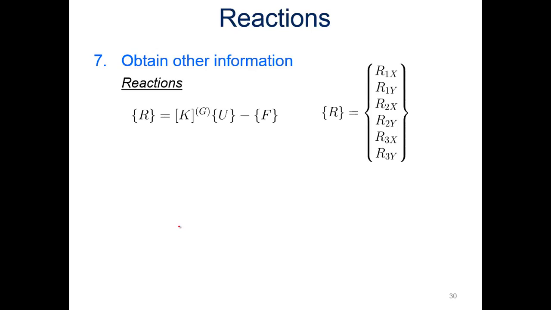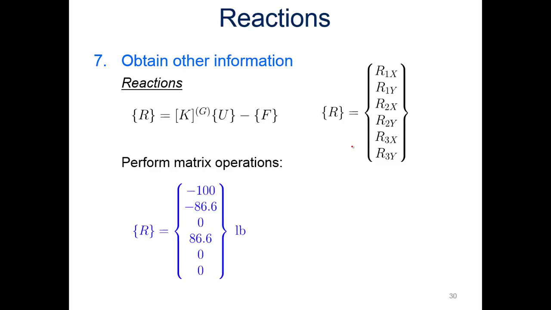All right, so now step 7 is we want to obtain some other information. We don't want to just have the displacements. We also want to find reaction forces and stresses. So to get the reactions, as we looked at before in the direct formulation lecture or presentation, the reactions are equal to the global stiffness matrix times the displacements minus the forces. All right, and here's our reaction matrix. And we can perform those matrix operations and solve for the reaction forces.